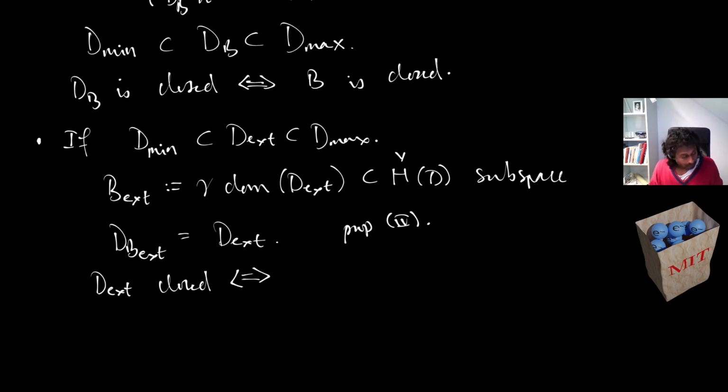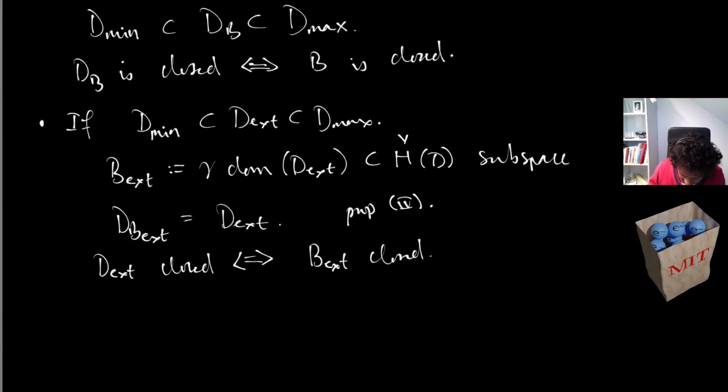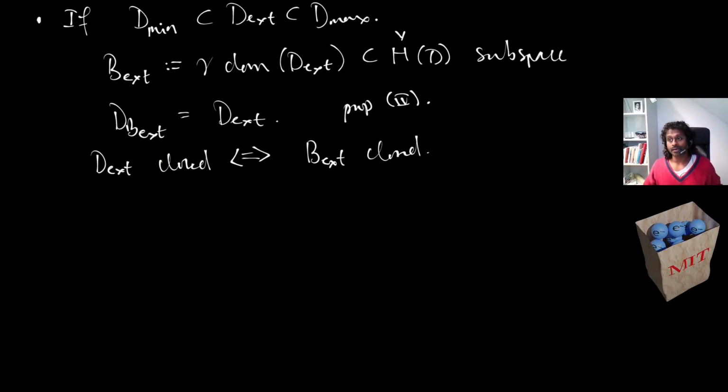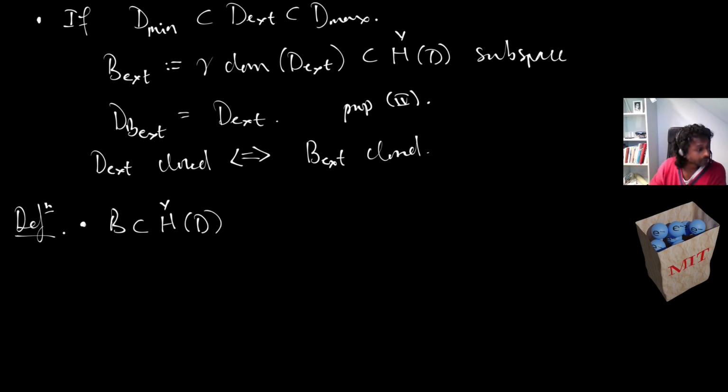Okay. So now the point is that Dx is closed if and only if Bx is closed. I've stressed this point before, but I just really want to stress this. So with all of that in mind, now we can actually say something a little bit more rigorous. Just to fix the language from here on, I'm going to call B a subspace of H check of D.